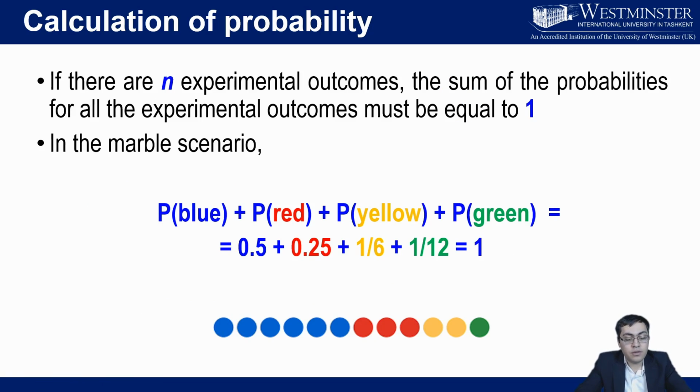And in general, if there are n experimental outcomes, then the sum of the probabilities of all of these outcomes must be equal to 1. It should always be equal to 1. It cannot be less, it cannot be more. So in our marble scenario, if we computed the probability of each outcome occurring individually, and then summed them up, we should get the number 1.